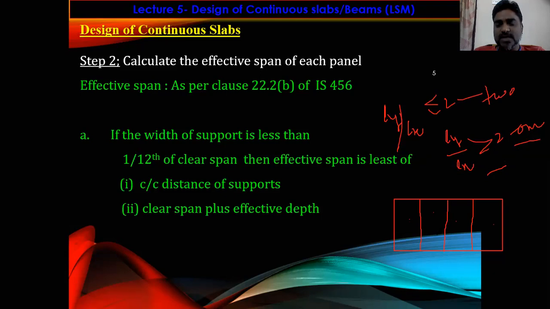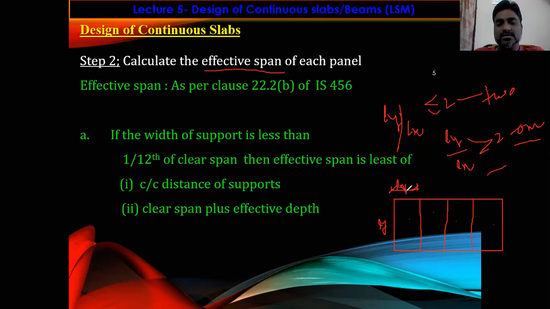So one-way slab, the load is transferred in only one direction, that is in the shorter span direction. In two-way slab, the load is transferred in two directions. That means longer span as well as shorter span, right? So if it is a one-way slab, the effective span should be calculated only in the shorter direction. That means if this is your panel, so this is the shorter direction, this is longer. This is Ly, this is Lx.